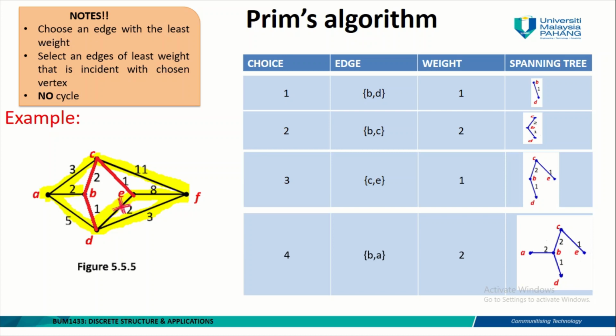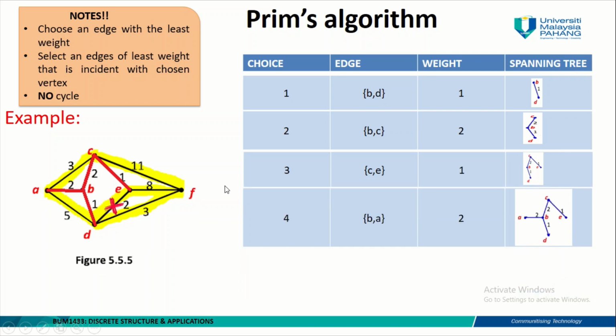We can see that we have one more vertex that needs to be connected. Our next least weight is 3. We can see here that A to C and D to F have the weight 3, but we cannot choose A to C since it can form a cycle.